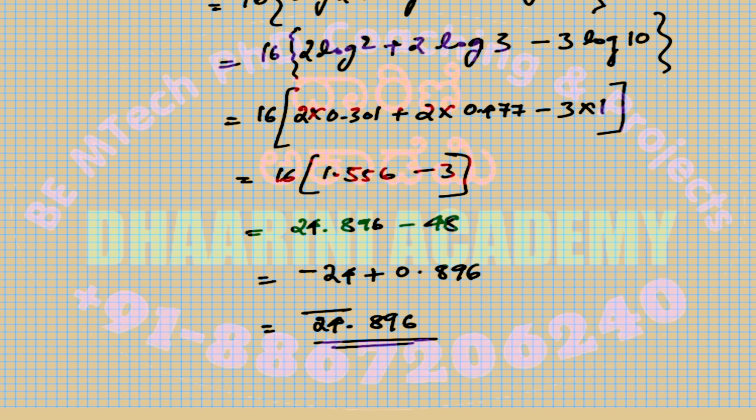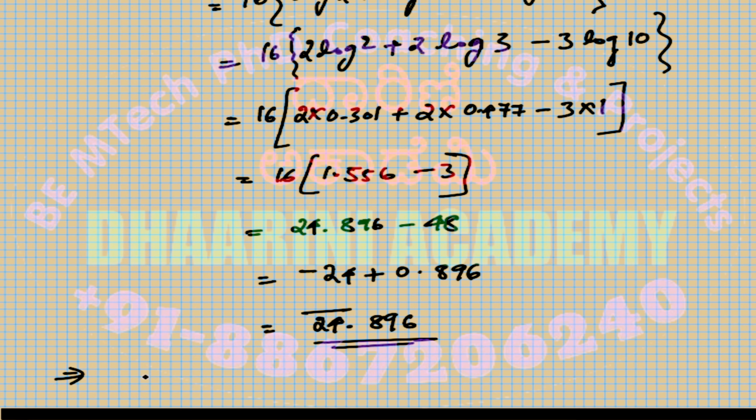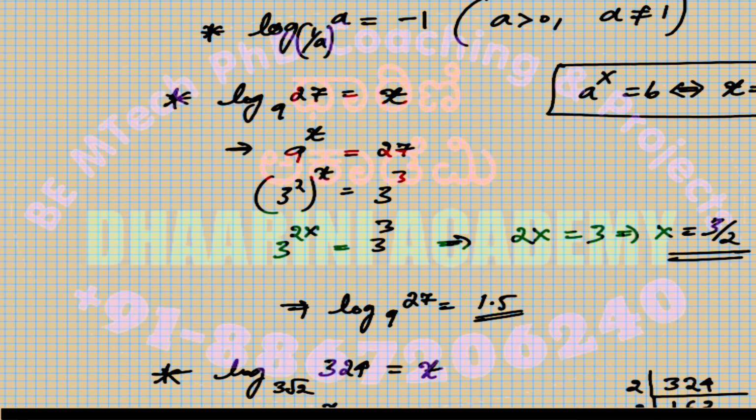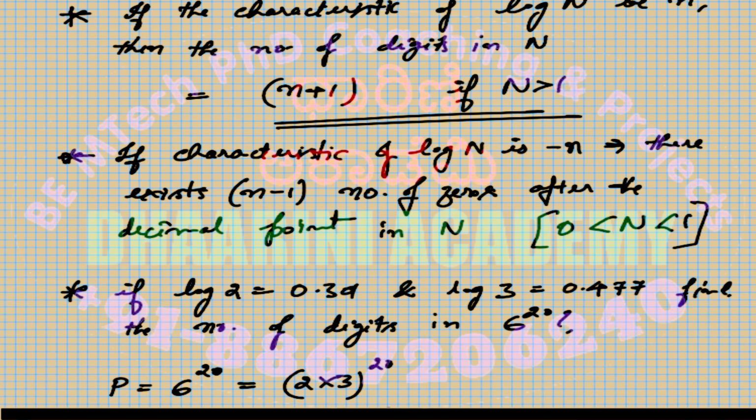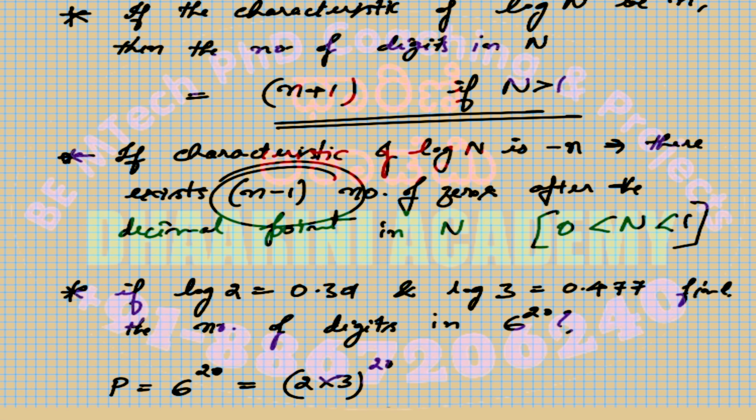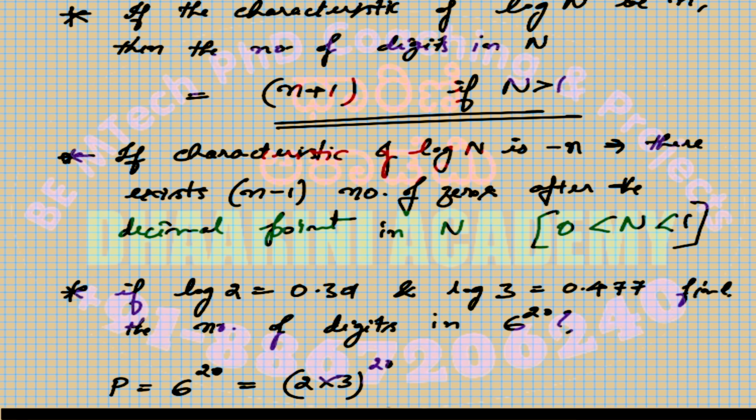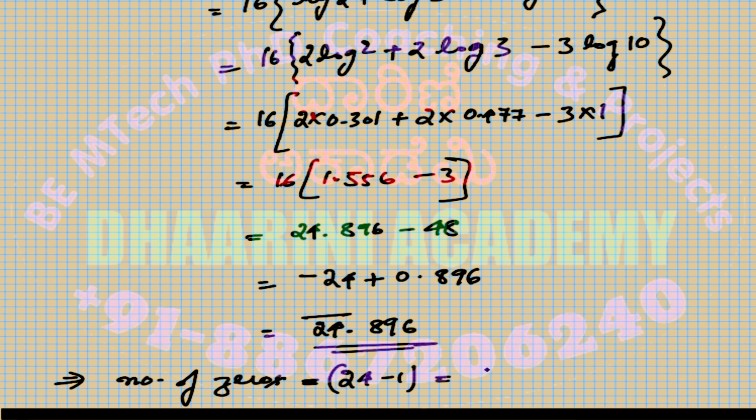So if you want the number of zeros, this implies the number of zeros required is equal to 24 minus 1. It is 24 minus 1 because we have just seen a point which suggests that if you have something like this, then there exist n minus 1 zeros. So I'm applying that point now. n minus 1 is 23. So there are 23 zeros.